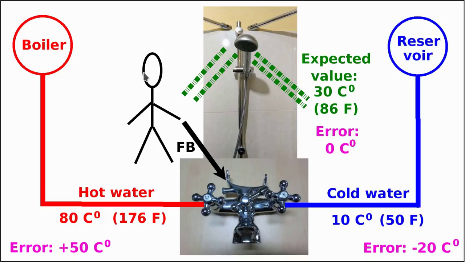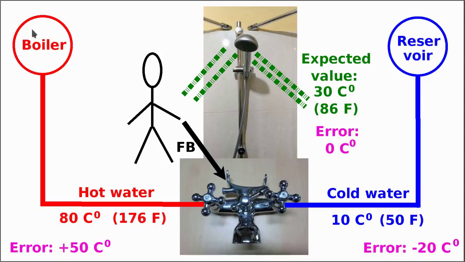So this person will say, okay, I expected 30 degrees C, instead I got 10 degrees C, so when it comes to the output here, which is 10 degrees C, now I have an error of minus 20 degrees Celsius, and that is because I expected 30, instead I got only 10, so the output here is now colder by 20 degrees Celsius compared to what I expected.